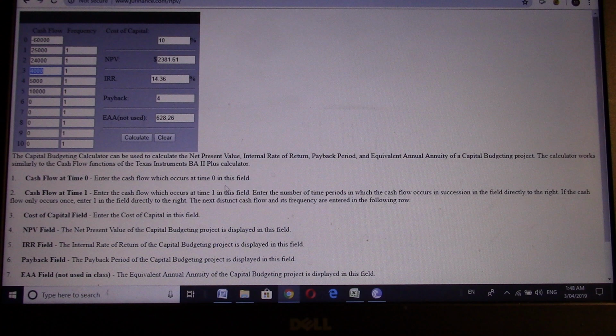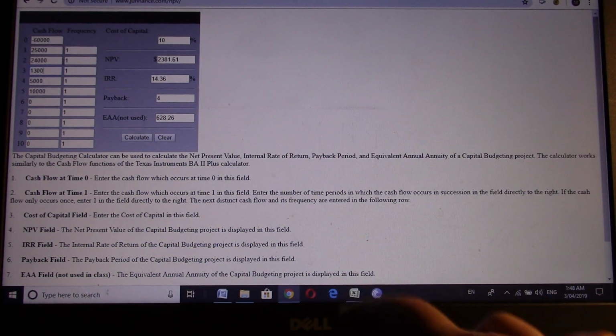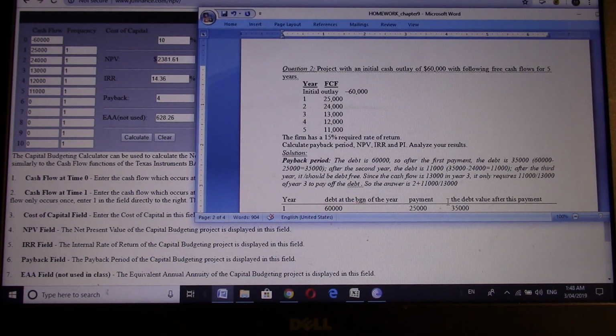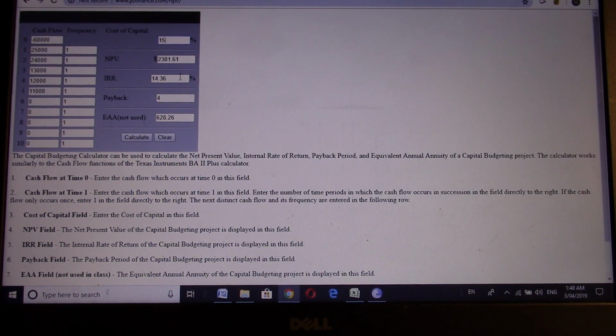And 14, right? 13, 12, and 11. Okay, the cost of capital or the required return is 15%. Let's use 15% as the discount rate and calculate.